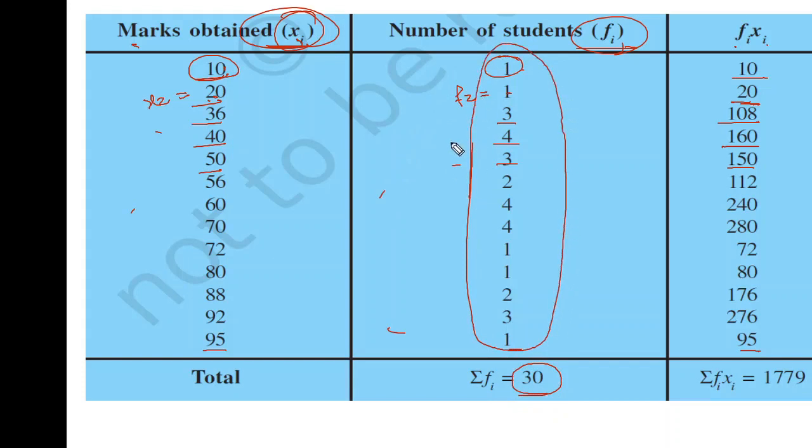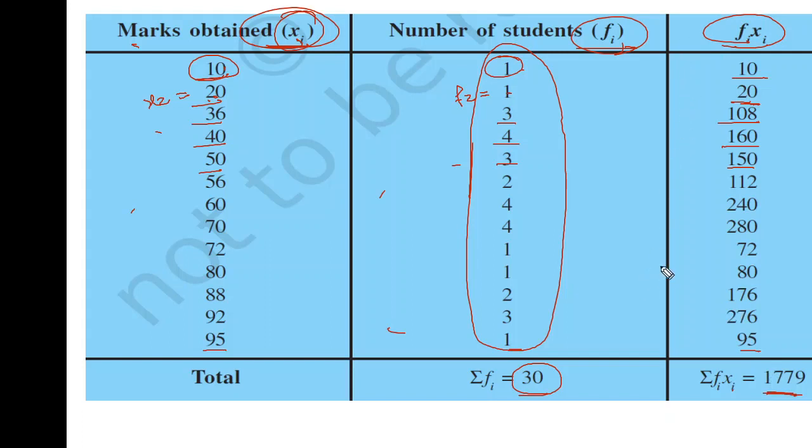Okay, that means what we are doing is adding f1, f2, f3, f4, f5 like this. Now again we will move to Fi Xi. In this same manner you have to find the sum of the Fi Xi's. So here we have to find the sum of all these numbers, and it is equal to 1779. You have to find the sum here.